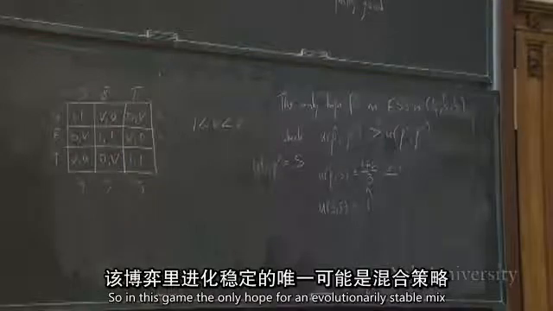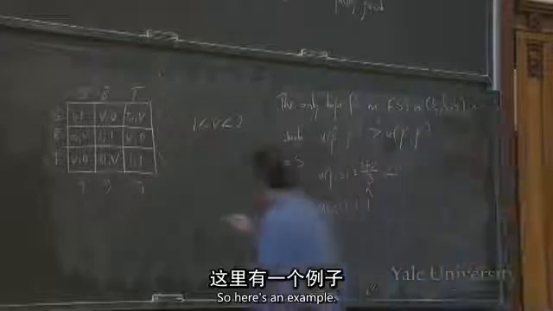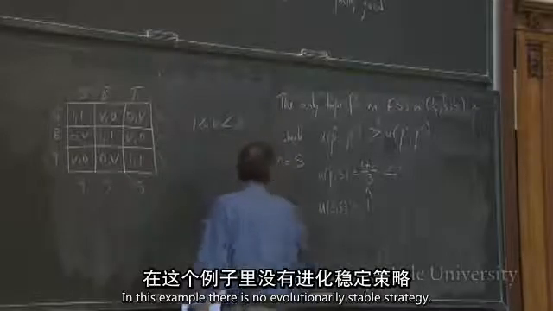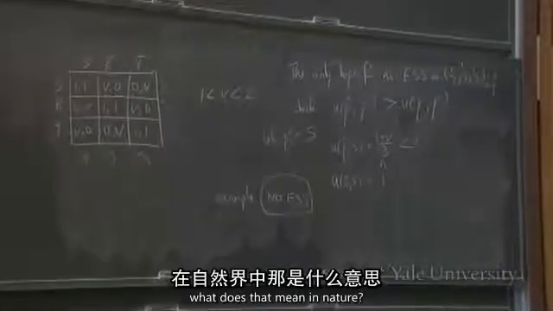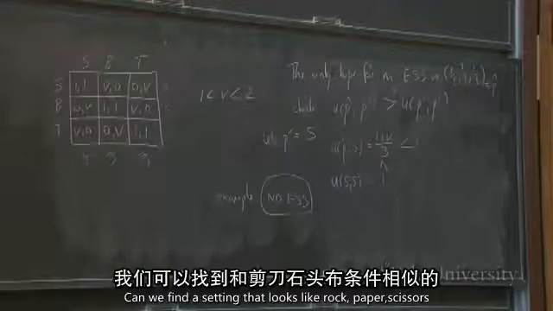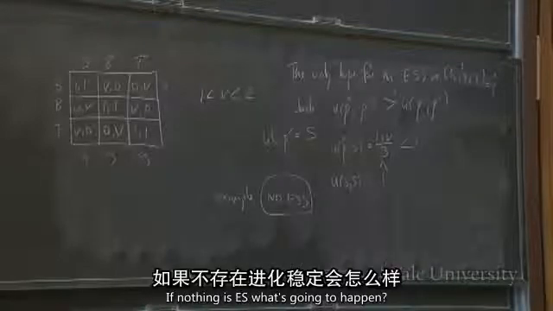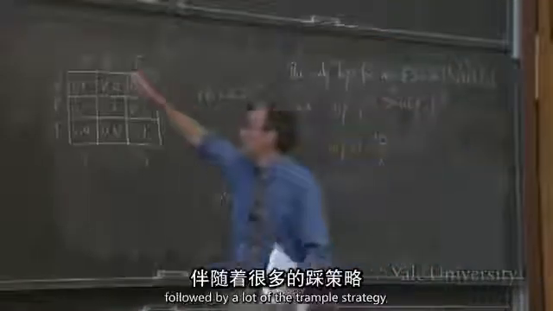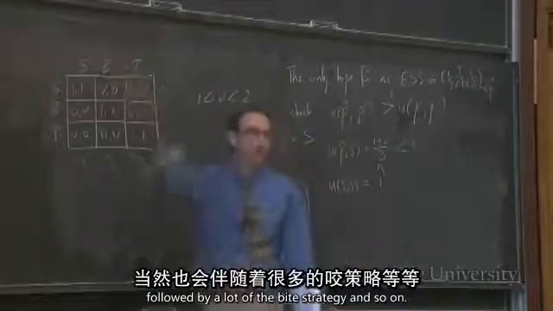So in this game, the only hope for an evolutionary stable mix was 1/3, 1/3, 1/3, and it isn't stable. So here's an example in which there is no evolutionary stable strategy. There's no evolutionary stable mix. And then the obvious question is, what does that mean in nature? Can we find a setting that looks like rock, paper, scissors in nature in which nothing is evolutionary stable? If nothing is evolutionarily stable, what's going to happen? We're going to see kind of cycling around. You're going to see a lot of the scratch strategy followed by a lot of the trample strategy, followed by a lot of the bite strategy, and so on.